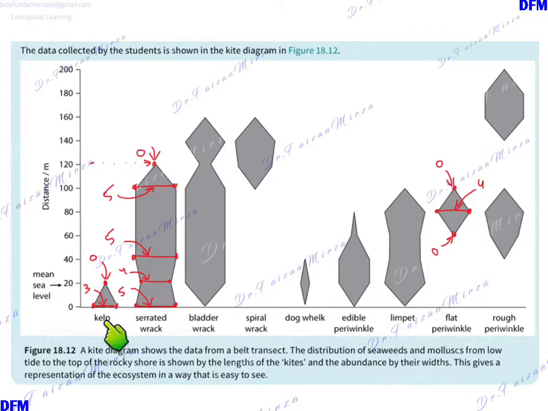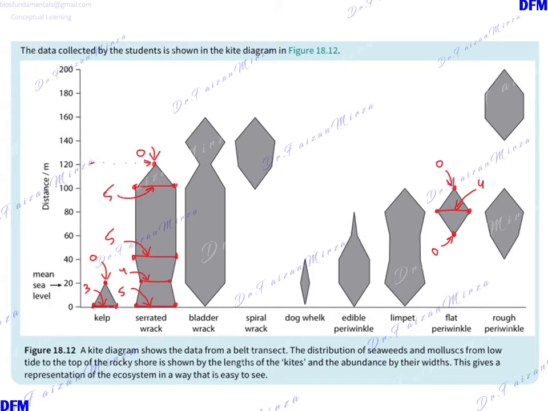So what will we do? At kelp, we'll just use 3 squares to represent 3 units here. So I'll just draw a line here to represent 3 units, and at 20 I'll put a 0 because the species is not present there, and my kite will actually be a triangular shape.